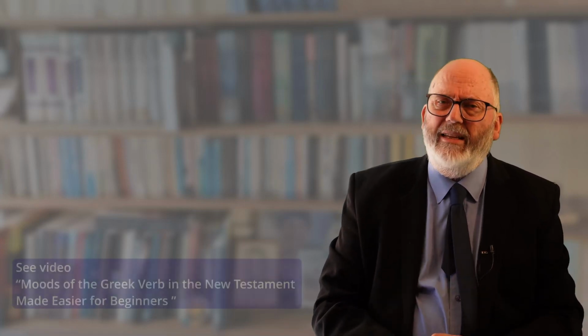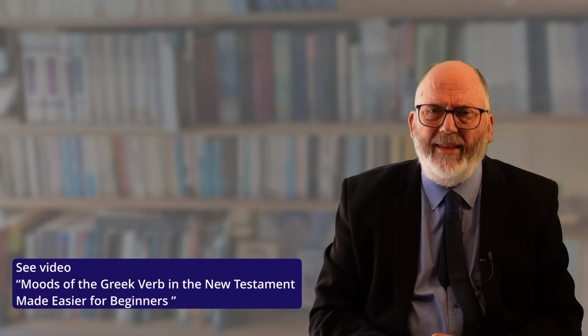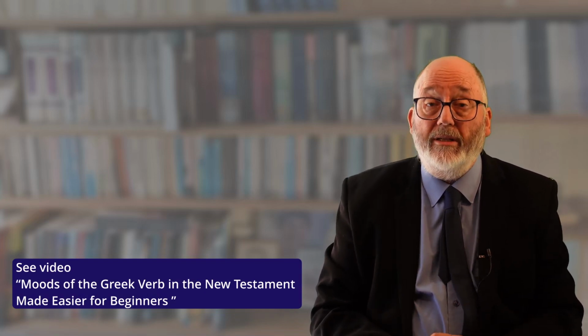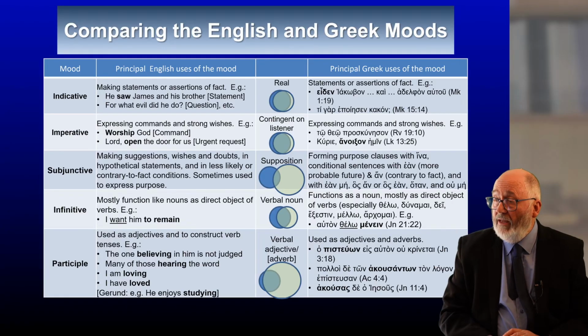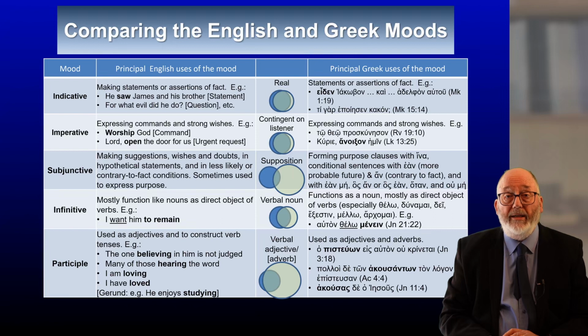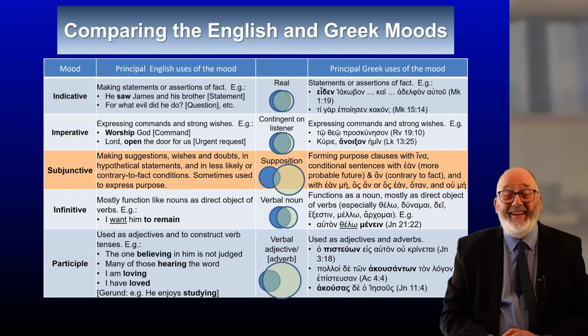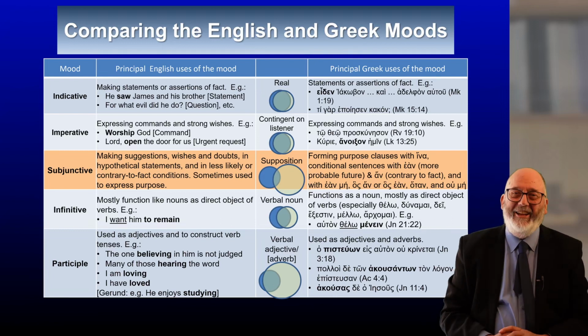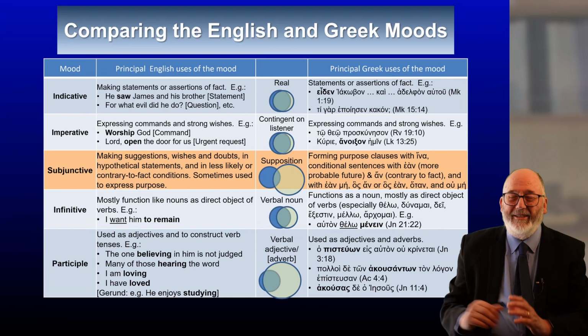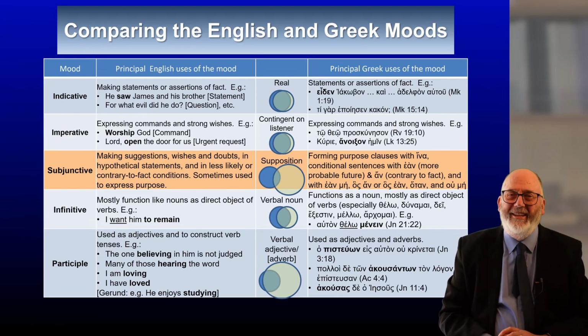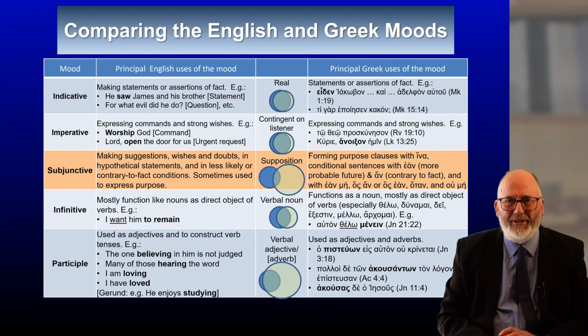The other way I try and make Greek moods easier is to compare them with the English mood, and there is a separate video in which I do this in more detail. As you can see, there is a great deal of overlap between the way the English indicative mood and the Greek indicative mood are used. And there is a considerable overlap with the imperative mood as well, but when we get to the subjunctive, they are quite different. And while many of the uses of the English subjunctive are mirrored in the Greek subjunctive, there are some brand new uses.